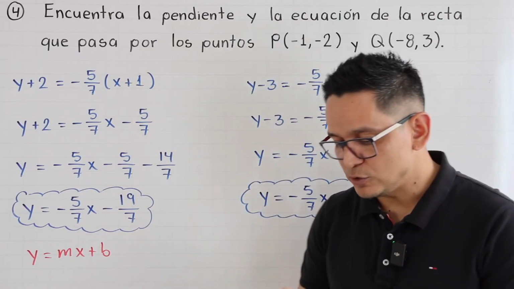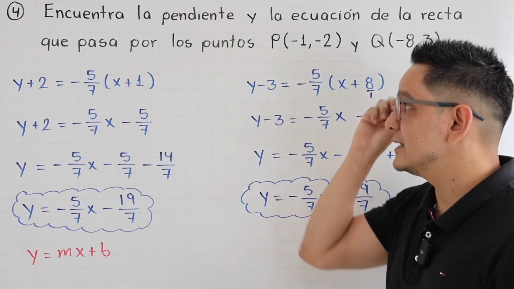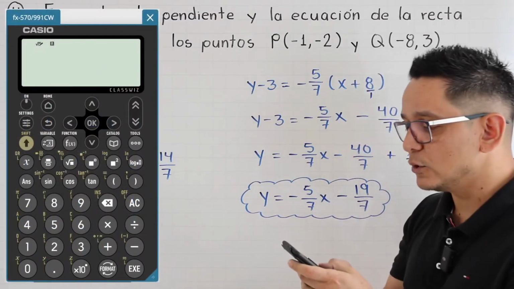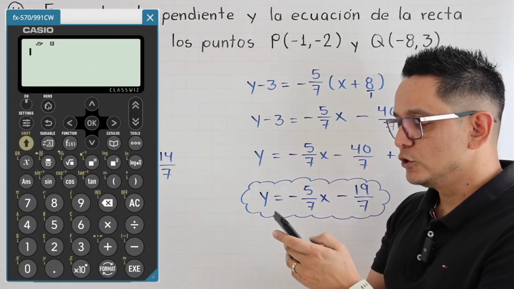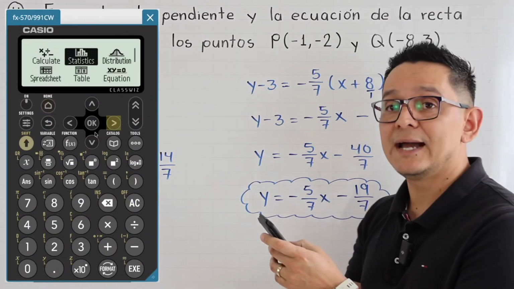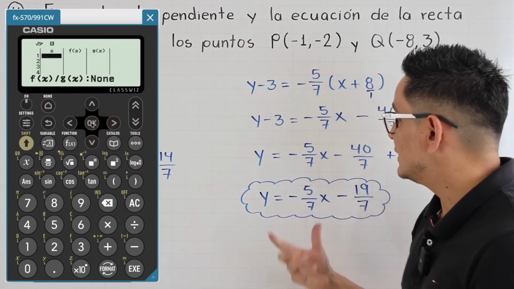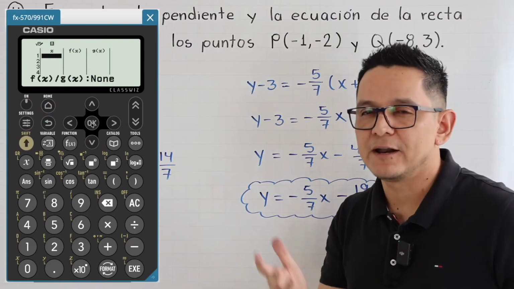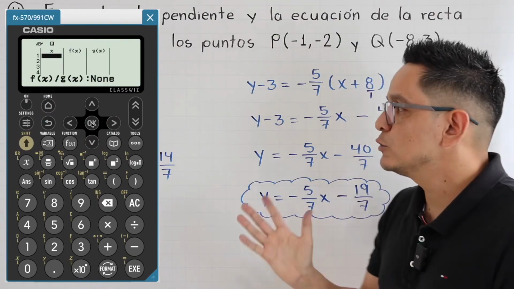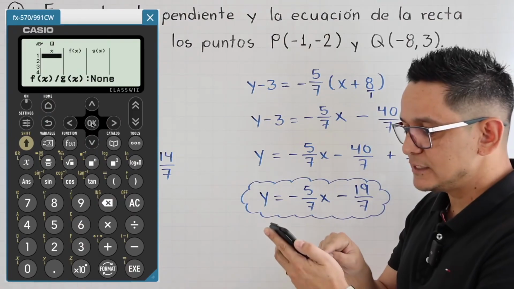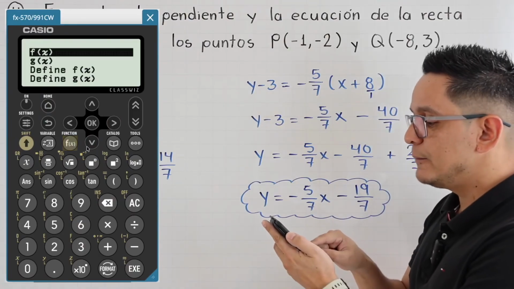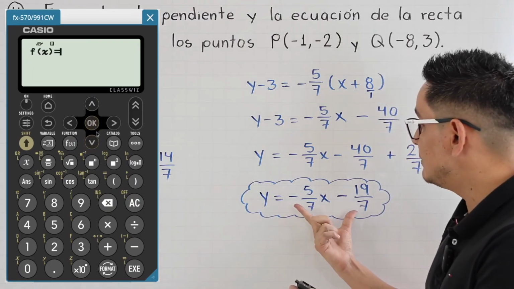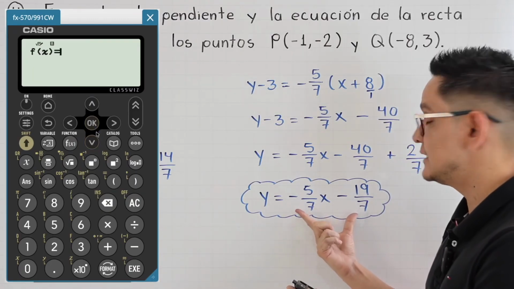Well, finally, I'd like to show you something that I find super interesting. Look, I'm going to bring up this calculator here, or the emulator of this calculator, and we're going to press here where it says Home. Then we're going to scroll down to where it says Table, and we're going to enter this equation. In this case, it asks me to enter it as a function. But for practical purposes, in this case, it turns out exactly the same. So we're going to press here where it says Function, and we're going to scroll down to where it says Define f of x. And here we're going to enter negative 5/7 of x minus 19/7.